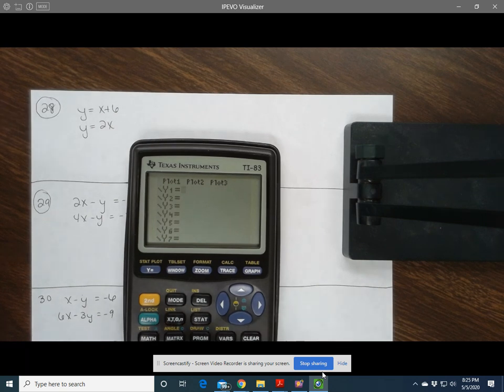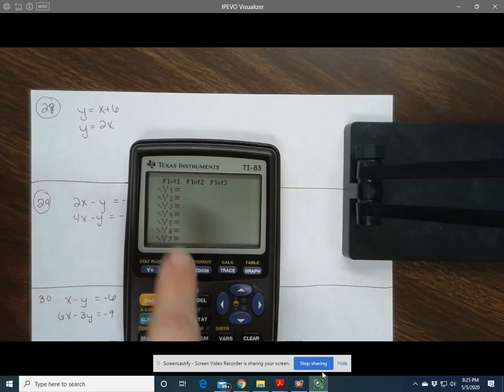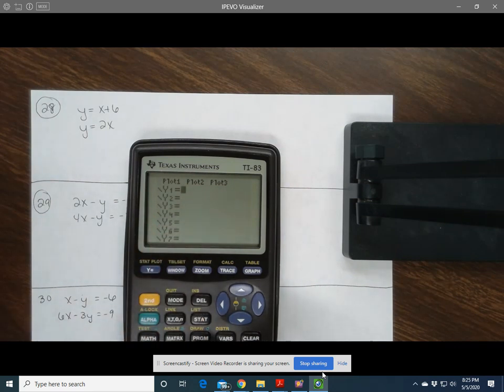So there is a little bit of a trick to it, but I'm going to show you how to put the first one in. So it has y equals, and you just put in x plus 6. Then you hit enter, and then you can enter the next one. That's just going to be 2x. And then once you've entered them both, you hit the graph button.